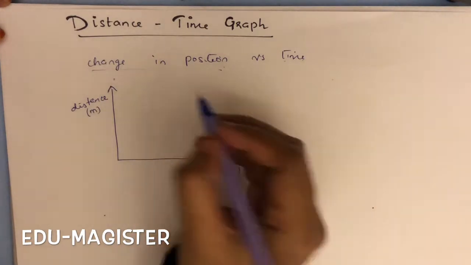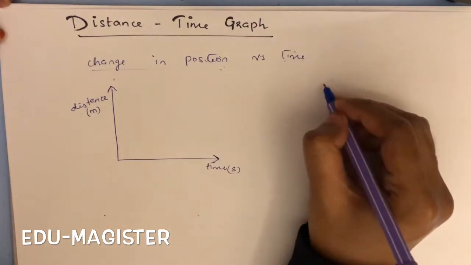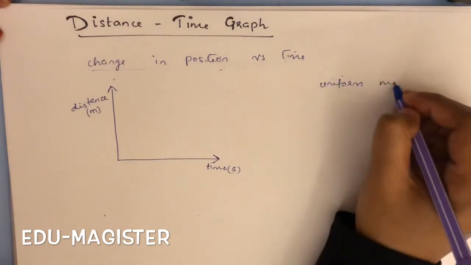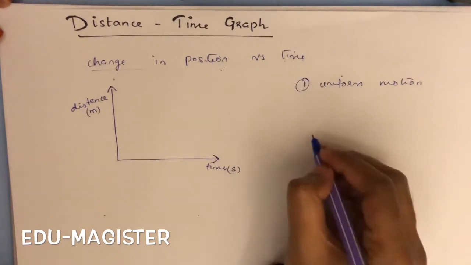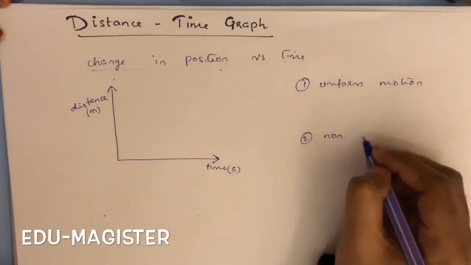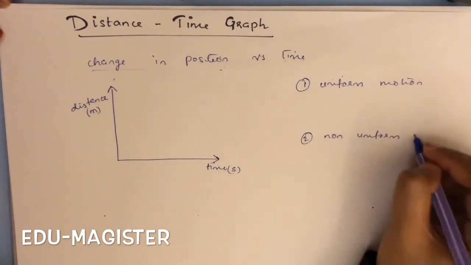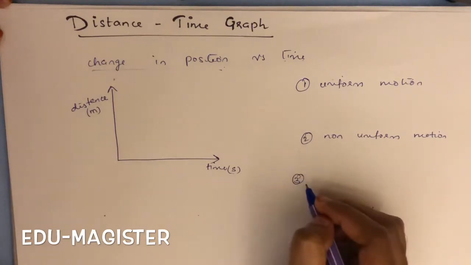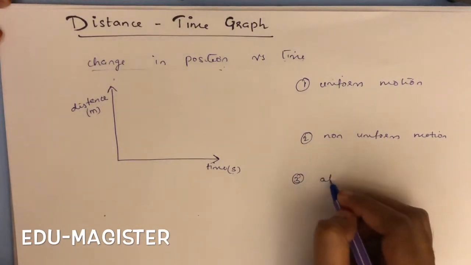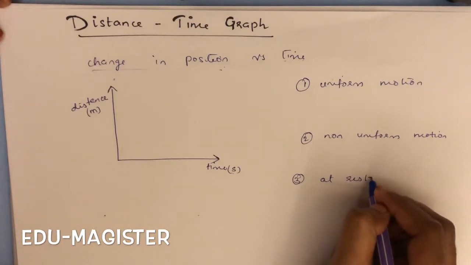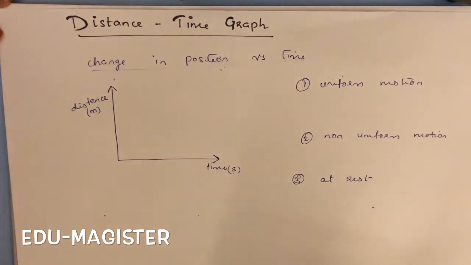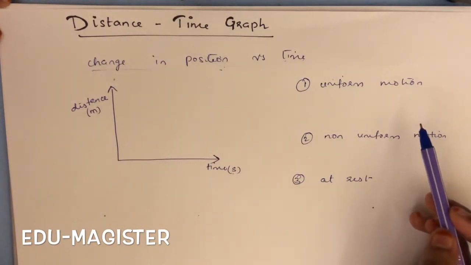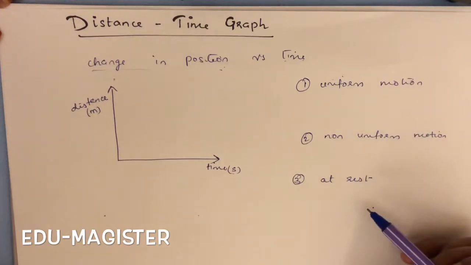Alright, so using this distance time graph, we can say whether the object is moving with a uniform motion, or if the object is having a non-uniform motion, or we can even say whether the object is at rest, that is if the object is moving or not. Okay, so we'll discuss all these three cases and we'll see how the graph will look in these three cases.